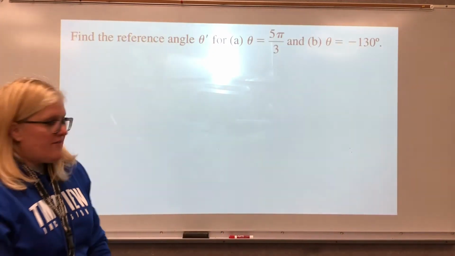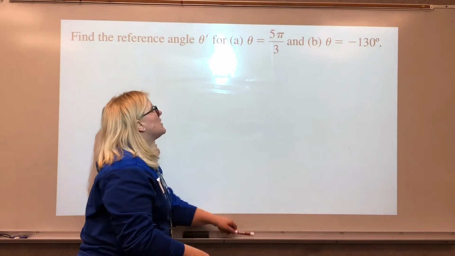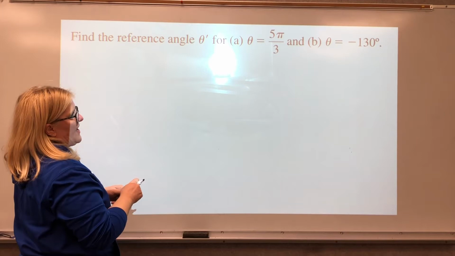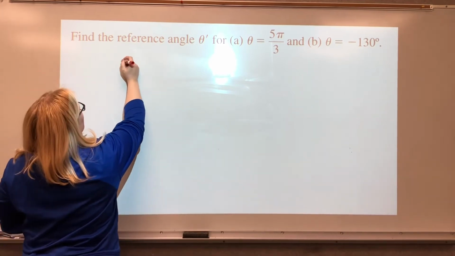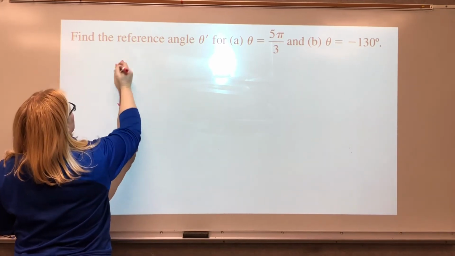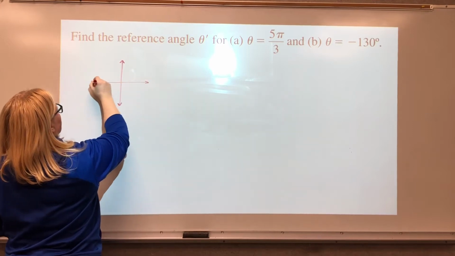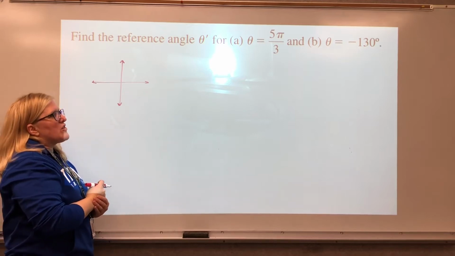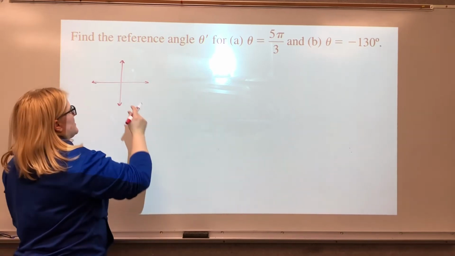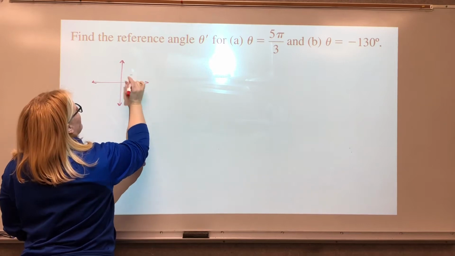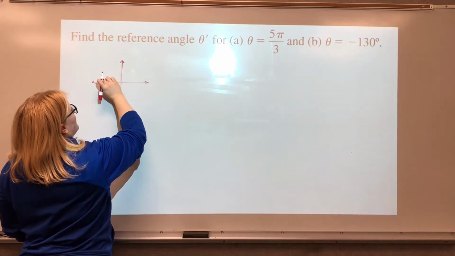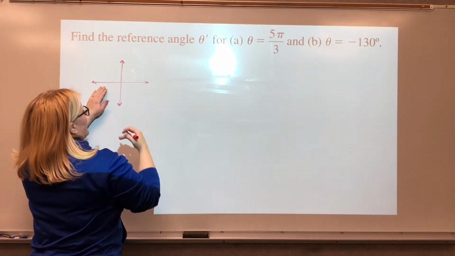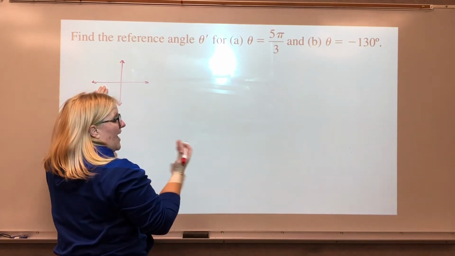So find the reference angle for theta equals 5 pi over 3, and then b we'll do in just a second. So here is my unit circle, and I have a couple of options here. 5/3 pi is, well, 5/3. If I think of this as pi and divide it into 3 pieces, I get halfway around.